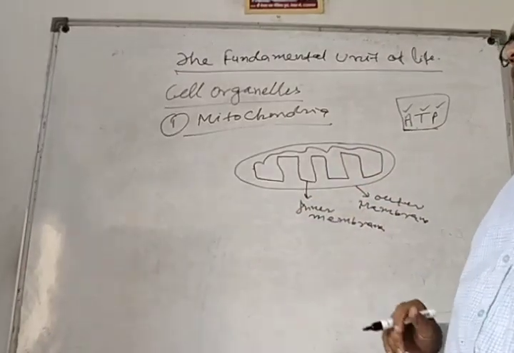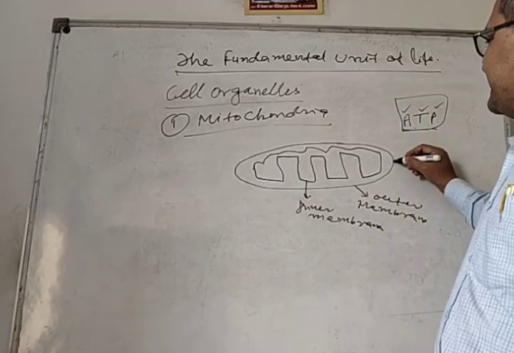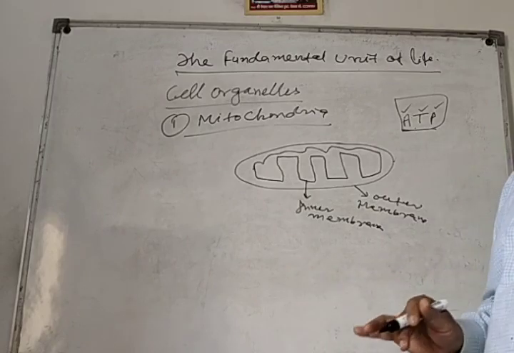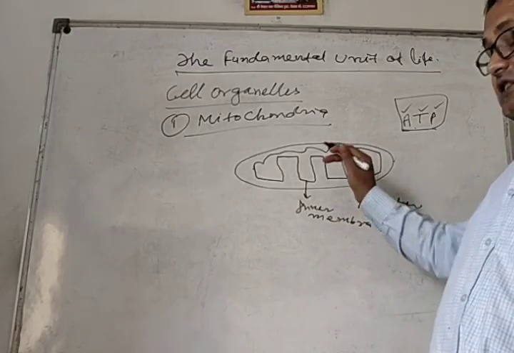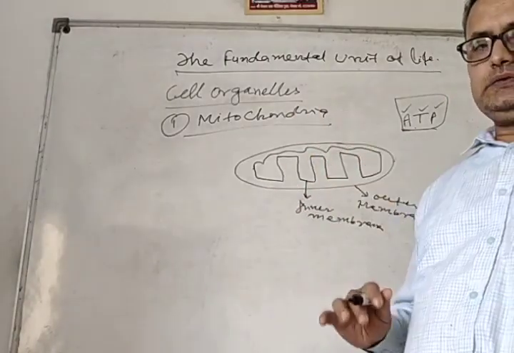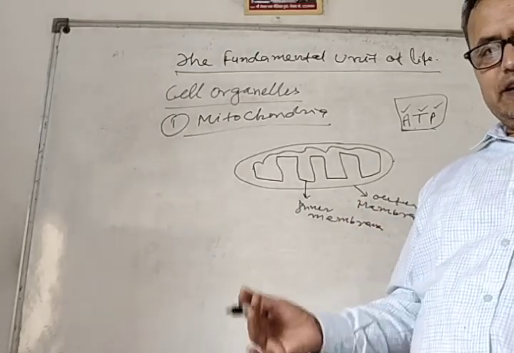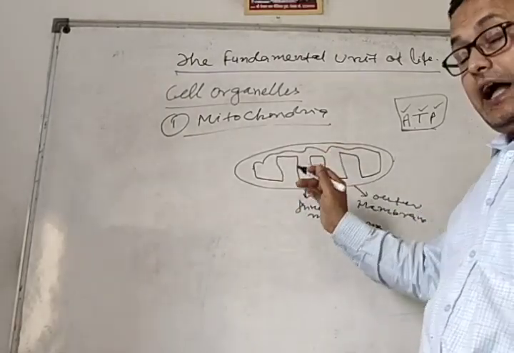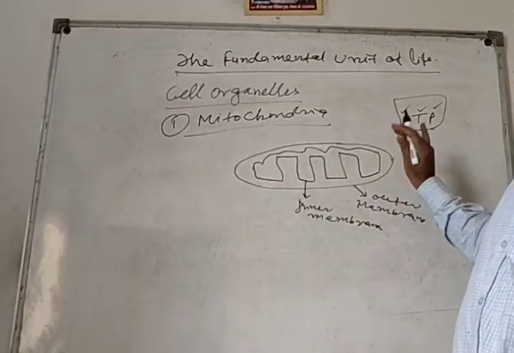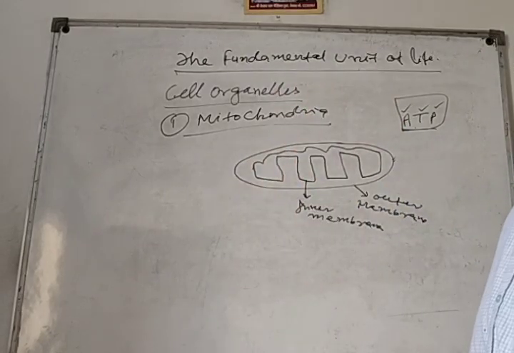Second, it is a semi-autonomous organelle. This is because it has its own DNA. It has ribosomes and synthesizes proteins. Synthesized proteins consist of RNA, so it is known as a semi-autonomous organelle.